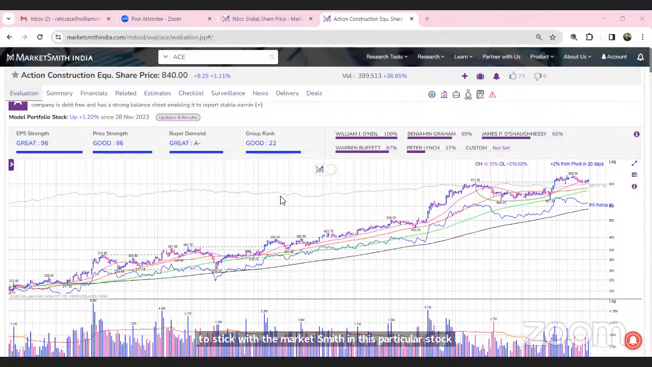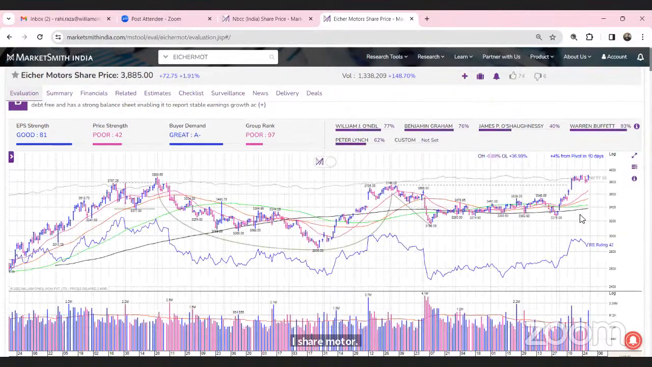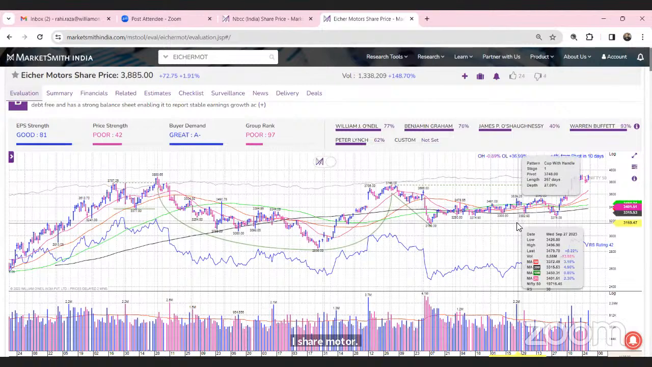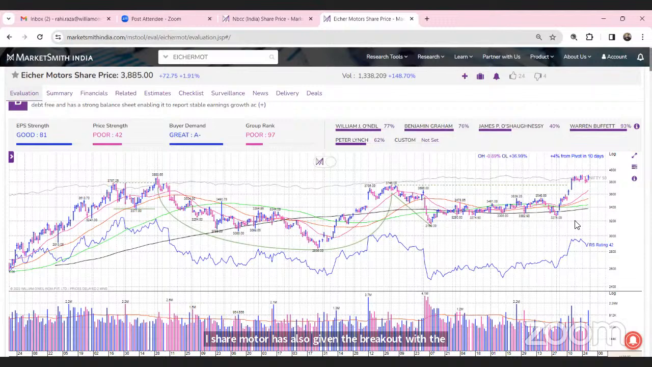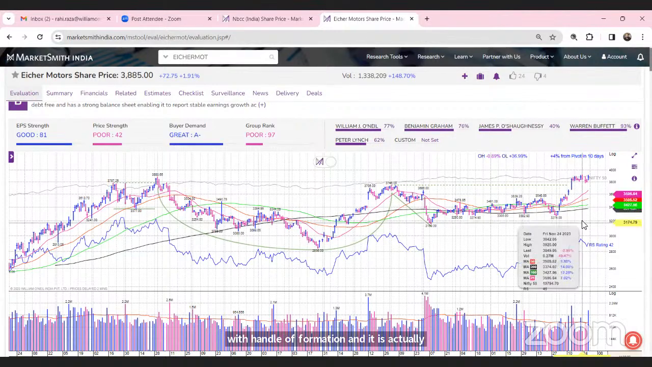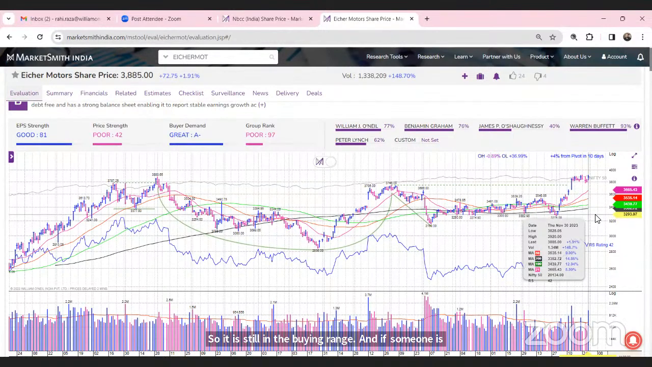Eicher Motor has also given the breakout with a cup with handle formation, and it is actually 4% from the pivot level as well. So it is still in the buying range, and if someone is looking to buy this particular stock, I think they can buy.